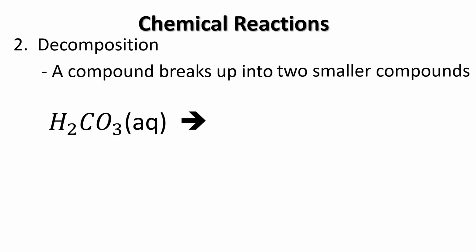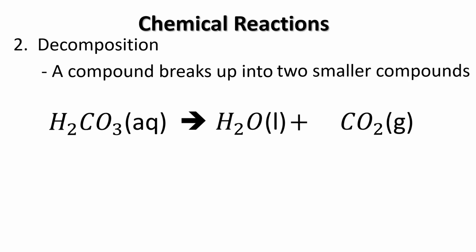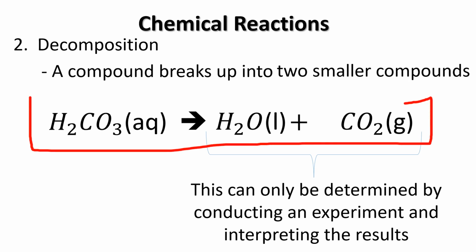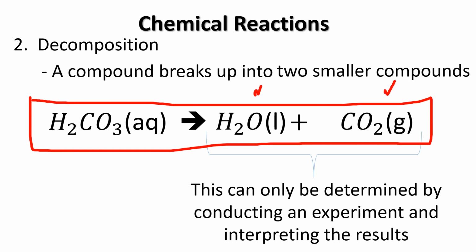Now here's an example here. We've got carbonic acid, and through experimentation, it's been discovered that this breaks up into water plus carbon dioxide. There's really no way for you to physically know that these were the 2 products unless you did an experiment and knew what the result was going to be, and then you simply go ahead and memorize this. So really, when it comes to decomposition of a compound into smaller compounds, you need to memorize what the 2 or 3 products are going to be. That's the only way to do it.